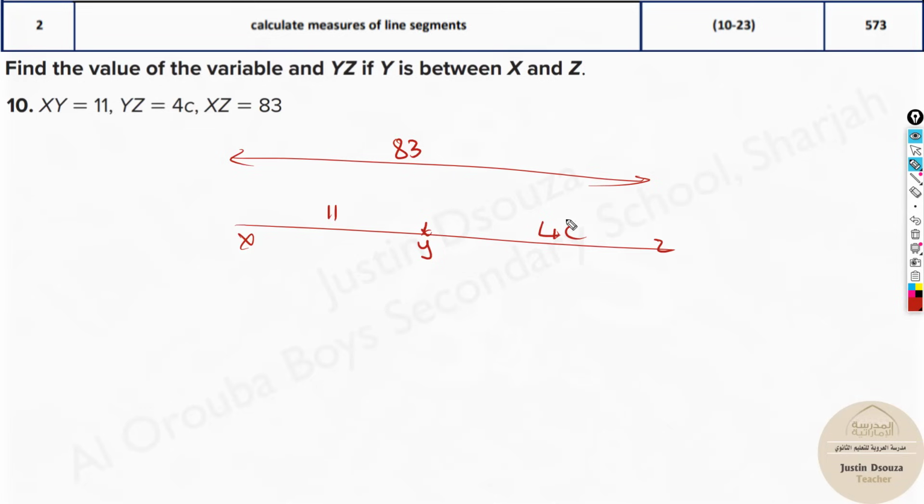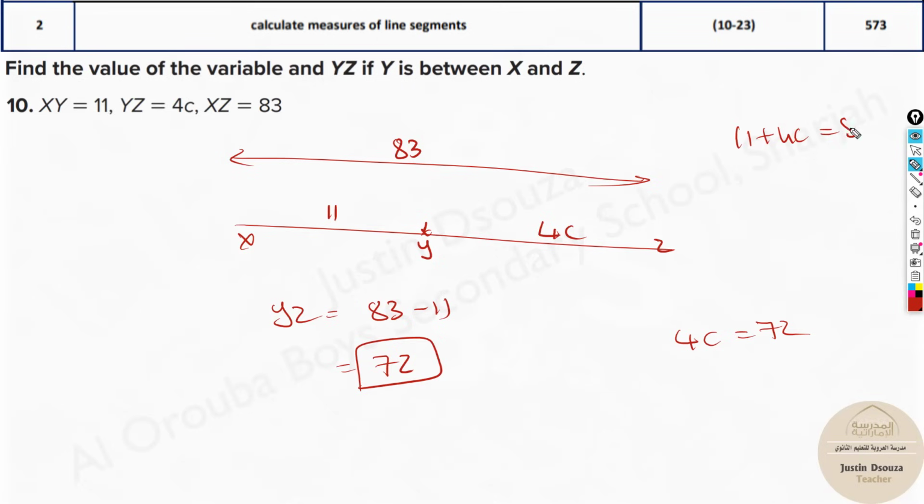Now how do you find the variable and the dimension yz? So to find yz, it's very simple. Just do 83 minus 11. That's your answer. It will be 72, because the total minus this part gives you the remaining part. Now to find c, once you find 72, it is very simple. 4c will be equal to 72. Otherwise, you can also do it by 11 plus 4c will be equal to 83. You will get the same answer.